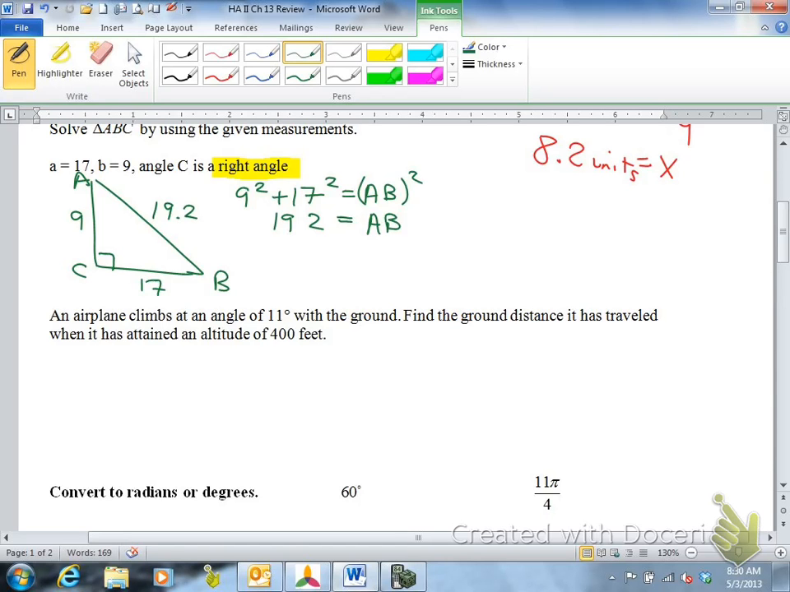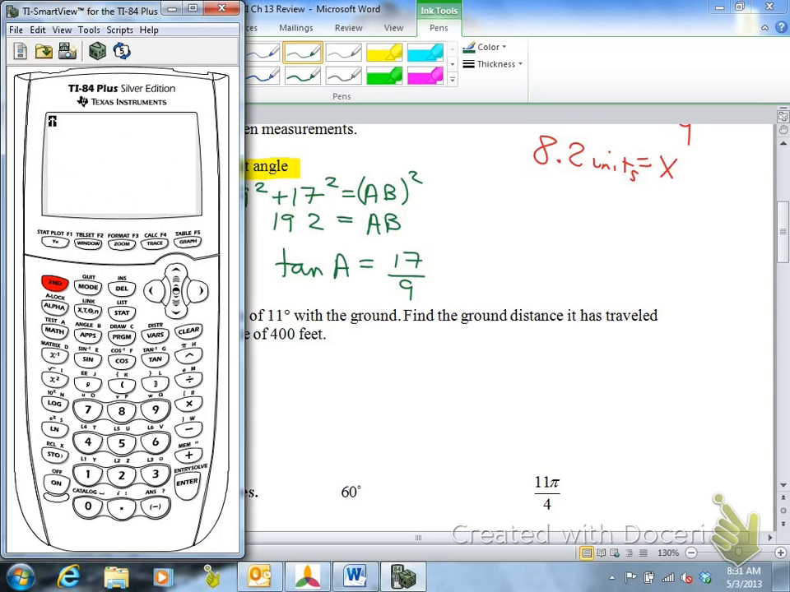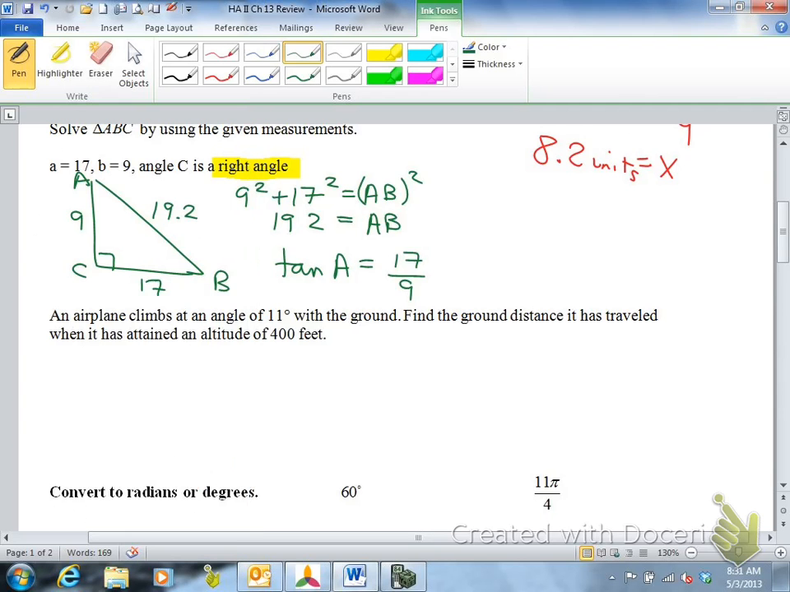So we could do angle A. We could do sine of angle A equals... It might actually be nicer to use tangent. Since we rounded 19.2, instead of using that rounded answer and using sine, we could use 9 and 17 if we do tangent of A equals 17 over 9. And when you do that, inverse tangent of 17 over 9 is 62.1 degrees.